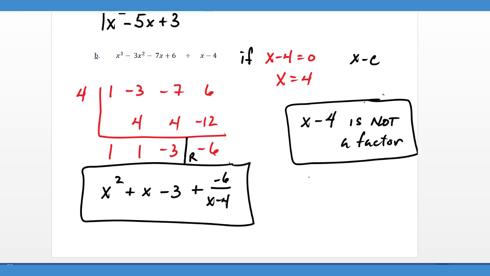Okay, there's a couple examples of the remainder and factor theorems, and how you can use those later on when we're solving polynomial functions or polynomial equations. You can test different factors through synthetic division.